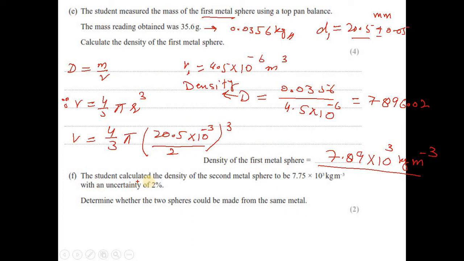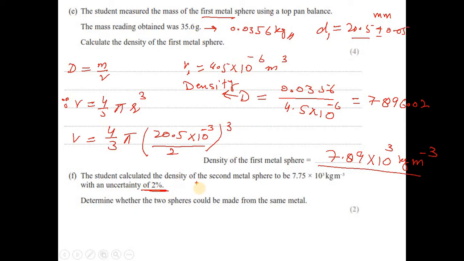Next, the student calculated the density of the second metal sphere to be 7.75 times 10 to the power 3 kg m to the power minus 3 within an uncertainty of 2%. So determine whether the two spheres could be made from the same metal or not. So you are given an uncertainty of 2%.